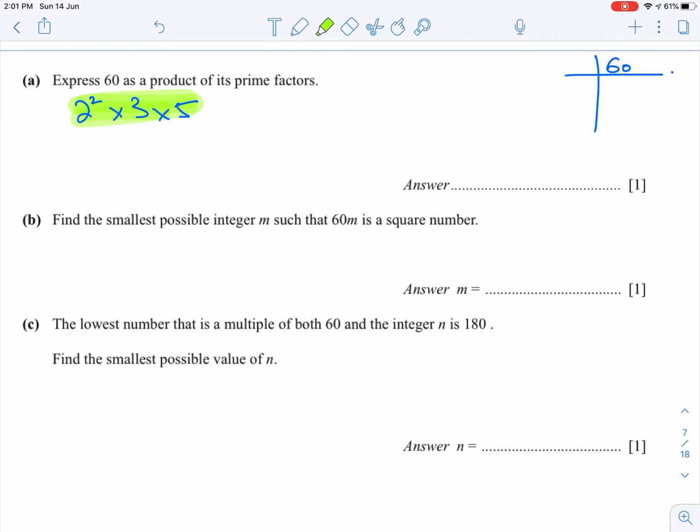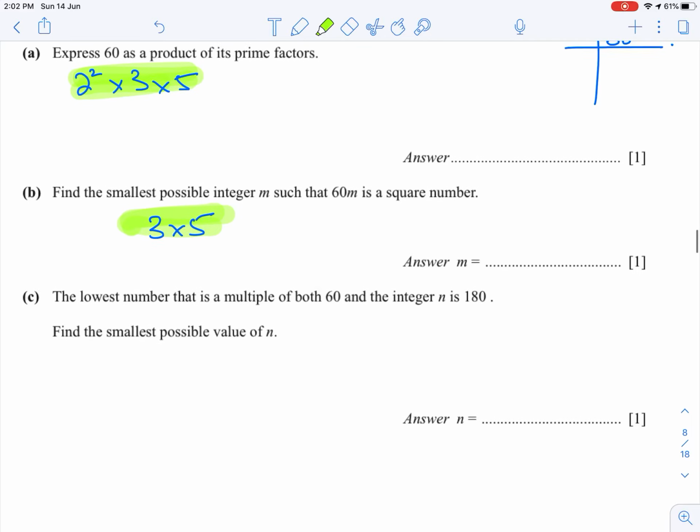Then it says find the smallest possible integer m such that 60 multiplied by m becomes a square number. Have a look once again. 2 has a pair, 3 doesn't have a pair, 5 doesn't have a pair. So you need to have 3 into 5 here. This becomes the answer for the second part of the question. Then it says the lowest number that is a multiple of both 60 and the integer n is 180. Find the smallest possible value of n.